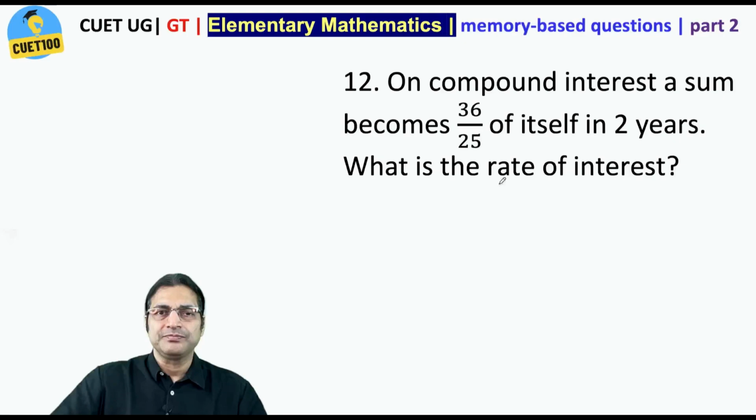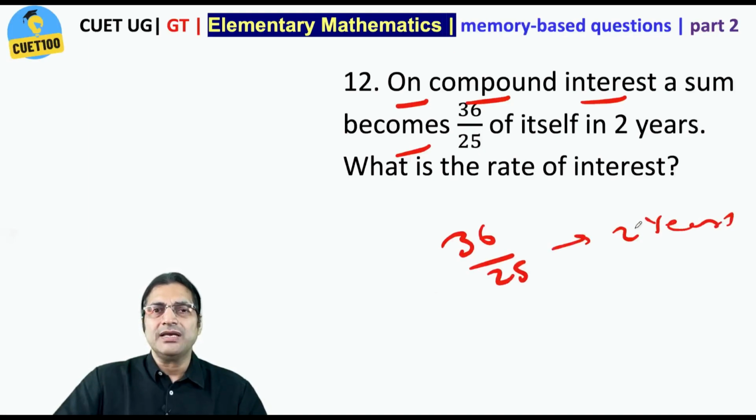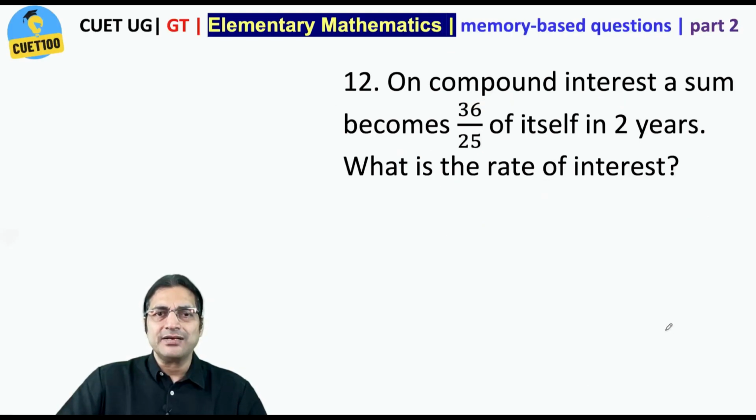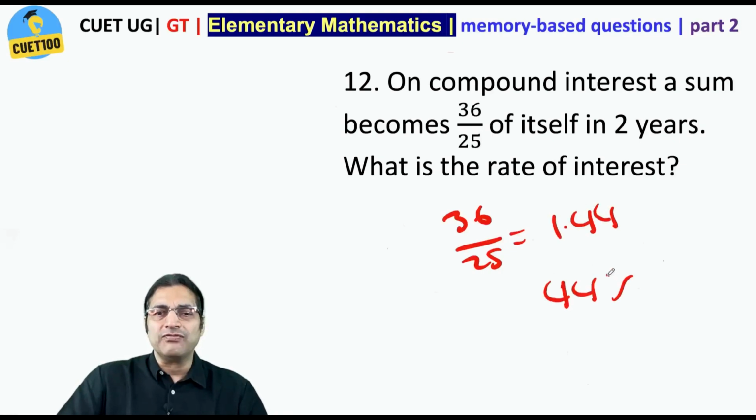On compound interest, a sum becomes 36 by 25 in 2 years. What is the rate of interest? There can be multiple ways in which we can do it. In 2 years, 36 by 25. So, in 1 year, it must have been 6 by 5. So, rate of interest is 20%. Another way of looking at it could be 36 by 25 is actually 1.44. So, it has gone up by 44%.